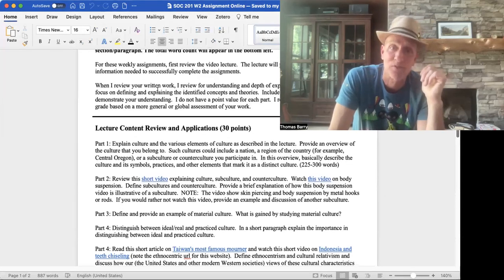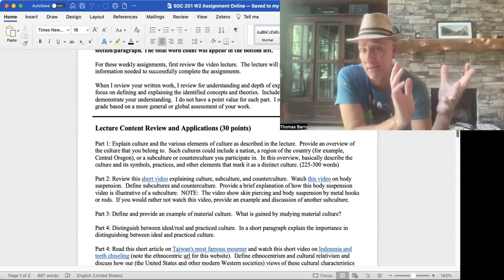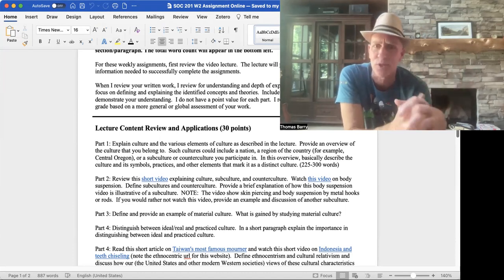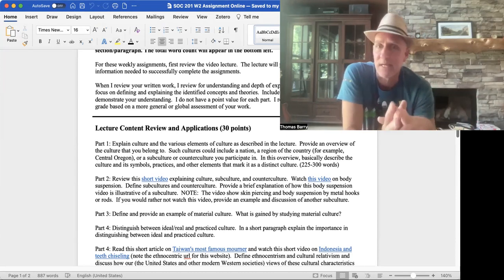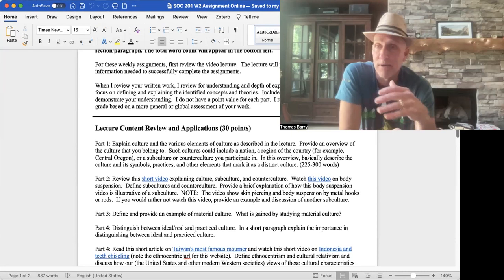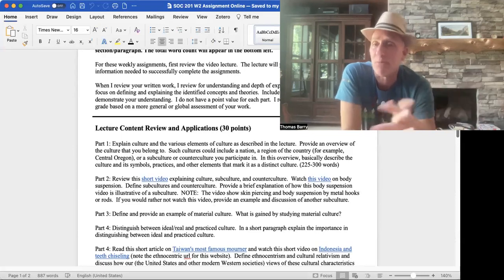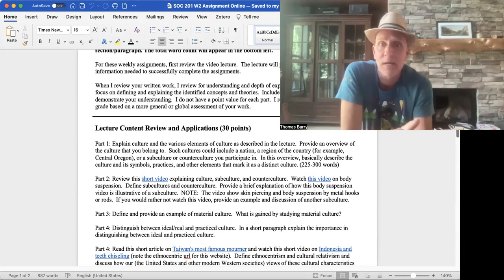So the specific questions for this week is, explain culture. Go back to that first slide in the lecture. What are the different elements of culture? Describe them. You don't have to describe each one of them in detail. Just explain culture. What is it? Provide an overview of a culture that you belong to. It could be Central Oregon. You could be part of a motorcycle subculture, a horse riding subculture, or some culture that you belong to. It could be subculture or counterculture, but just a culture you belong to. It could be an American, it could be an Oregonian, and then walk through some different aspects of culture and describe what is unique about that particular culture, language, practices, tradition, whatever it might be. So that's part number 1.